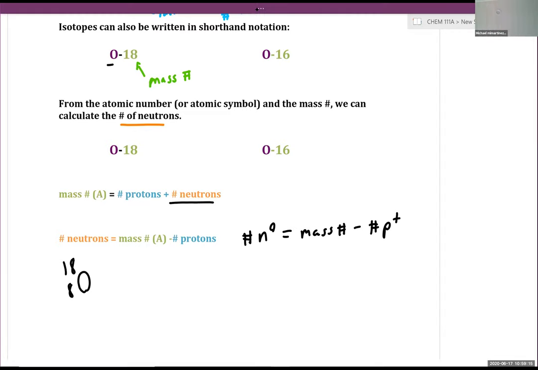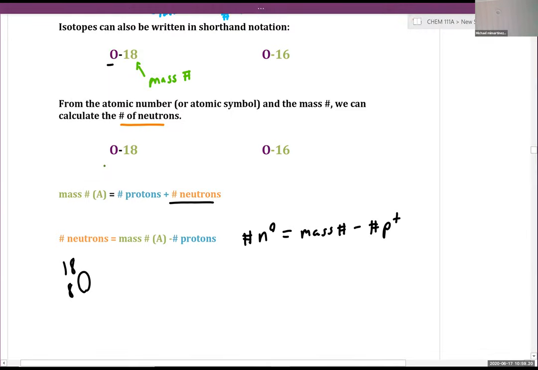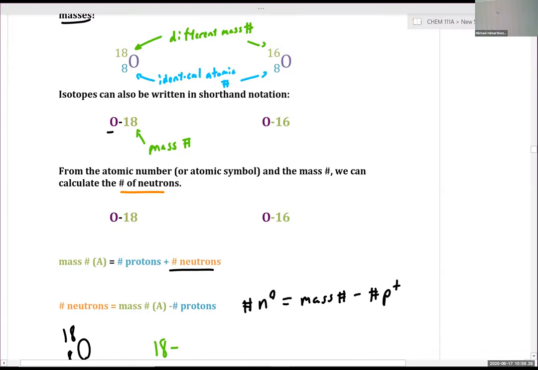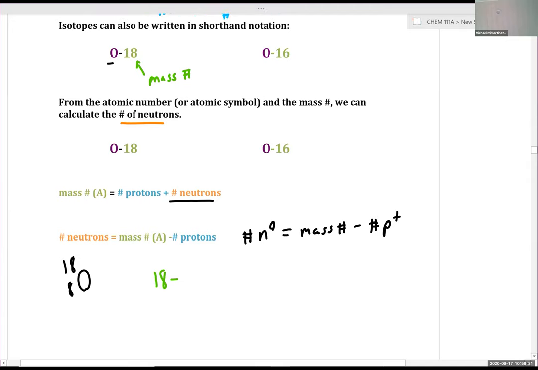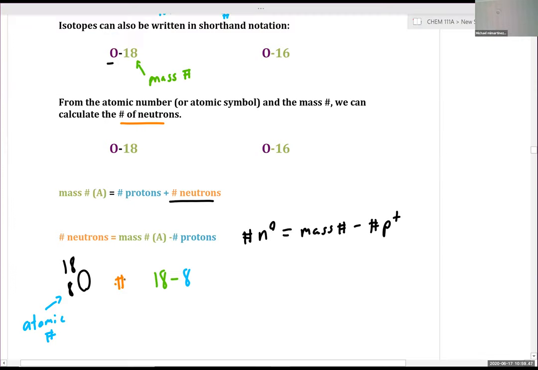So, filling in the blanks here, we know that our mass number is 18. We know that our number of protons, in other words, the atomic number for oxygen, what is the atomic number for oxygen? 8. So then, that gives us, for our total number of neutrons in oxygen 18, we have 10 neutrons.